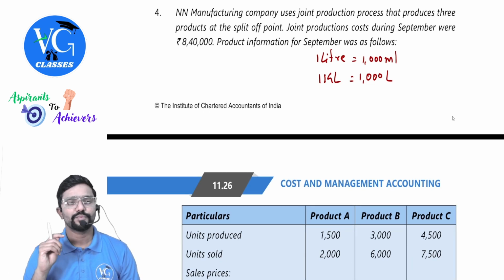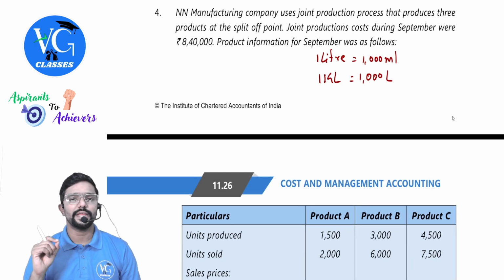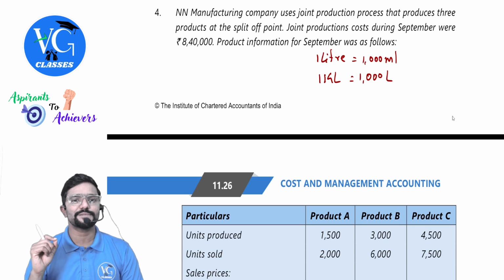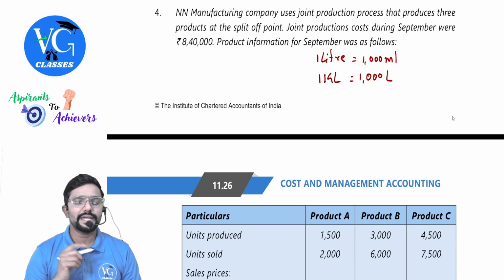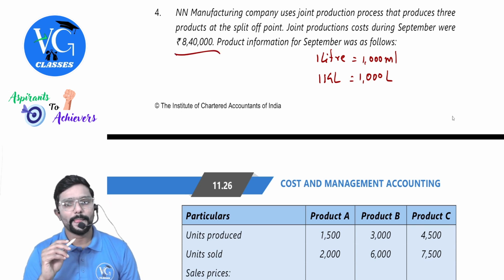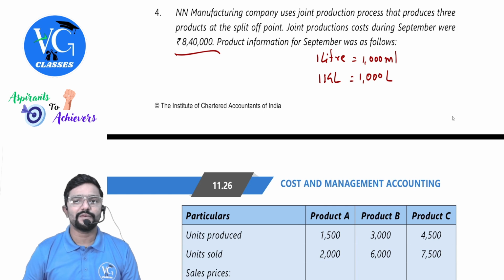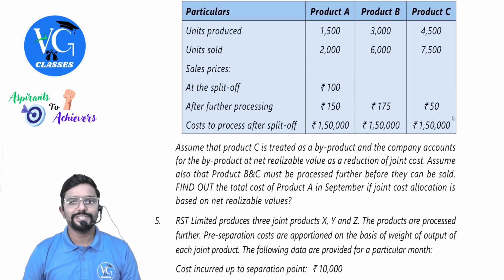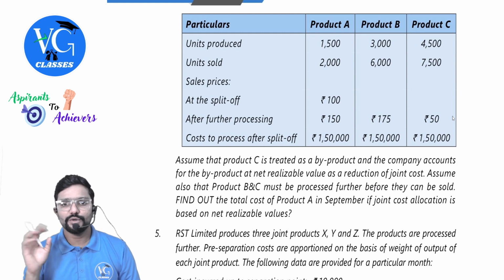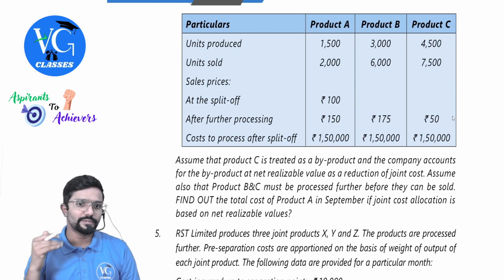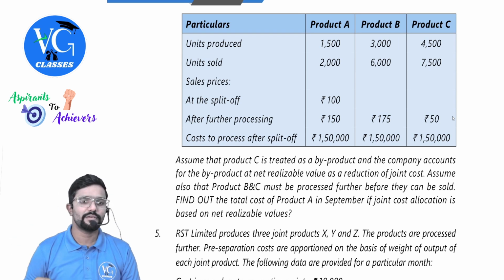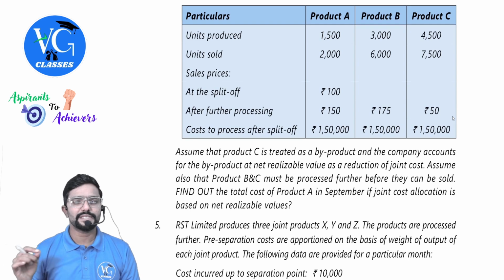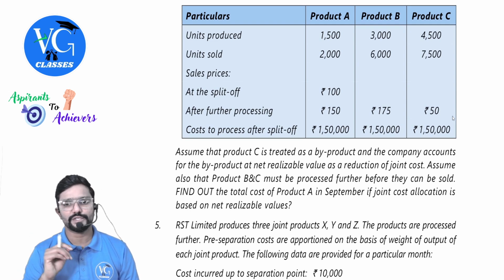Question number 4. NL Manufacturing Company uses a joint production process that produces 3 products at the split off point. Joint production cost during September was 8,40,000. Okay. Product information for September was as follows. Units produced, units sold. Units sold is more than units produced. Okay, maybe some opening stock might be there. We are not sure. They have not given that. Sales prices at the split off point and after further processing.